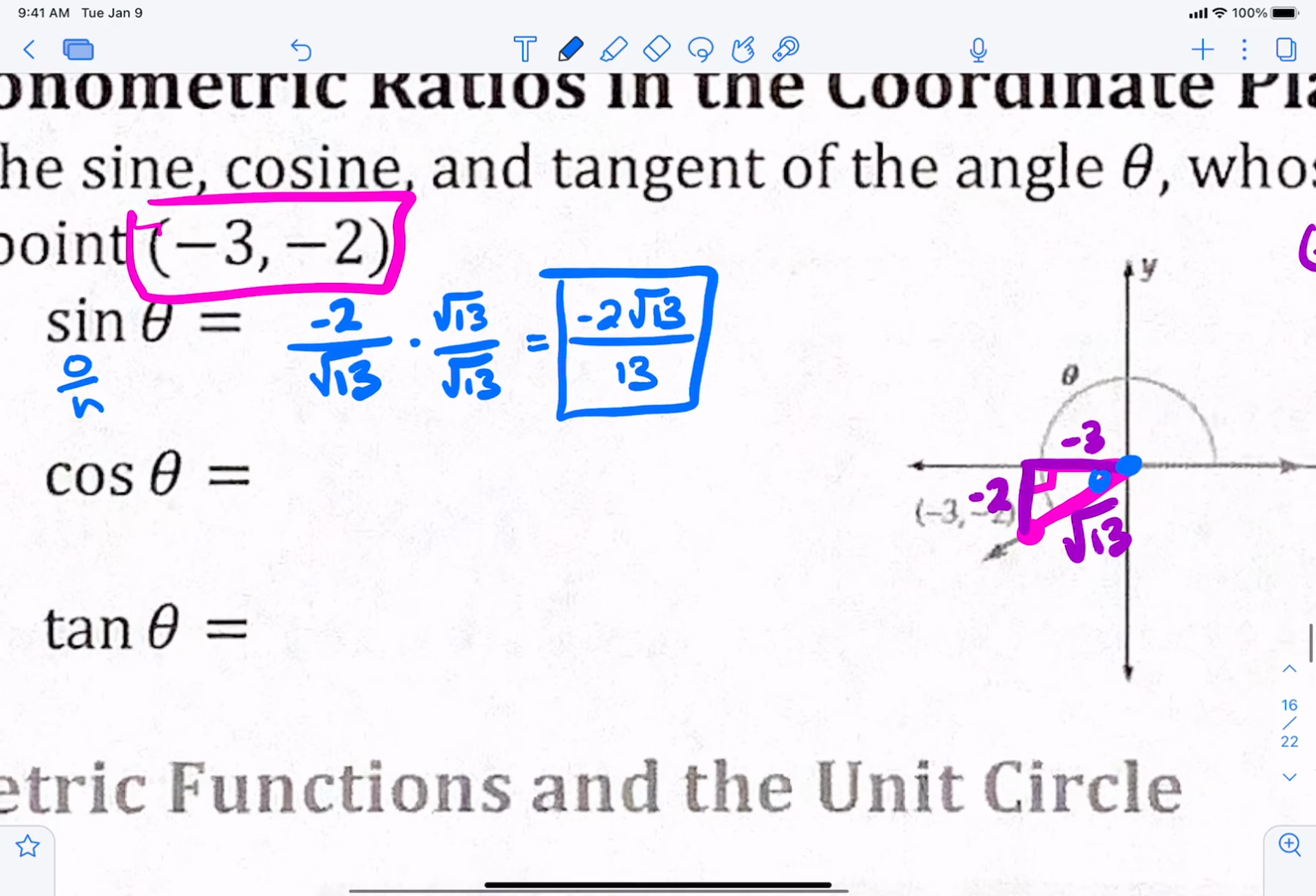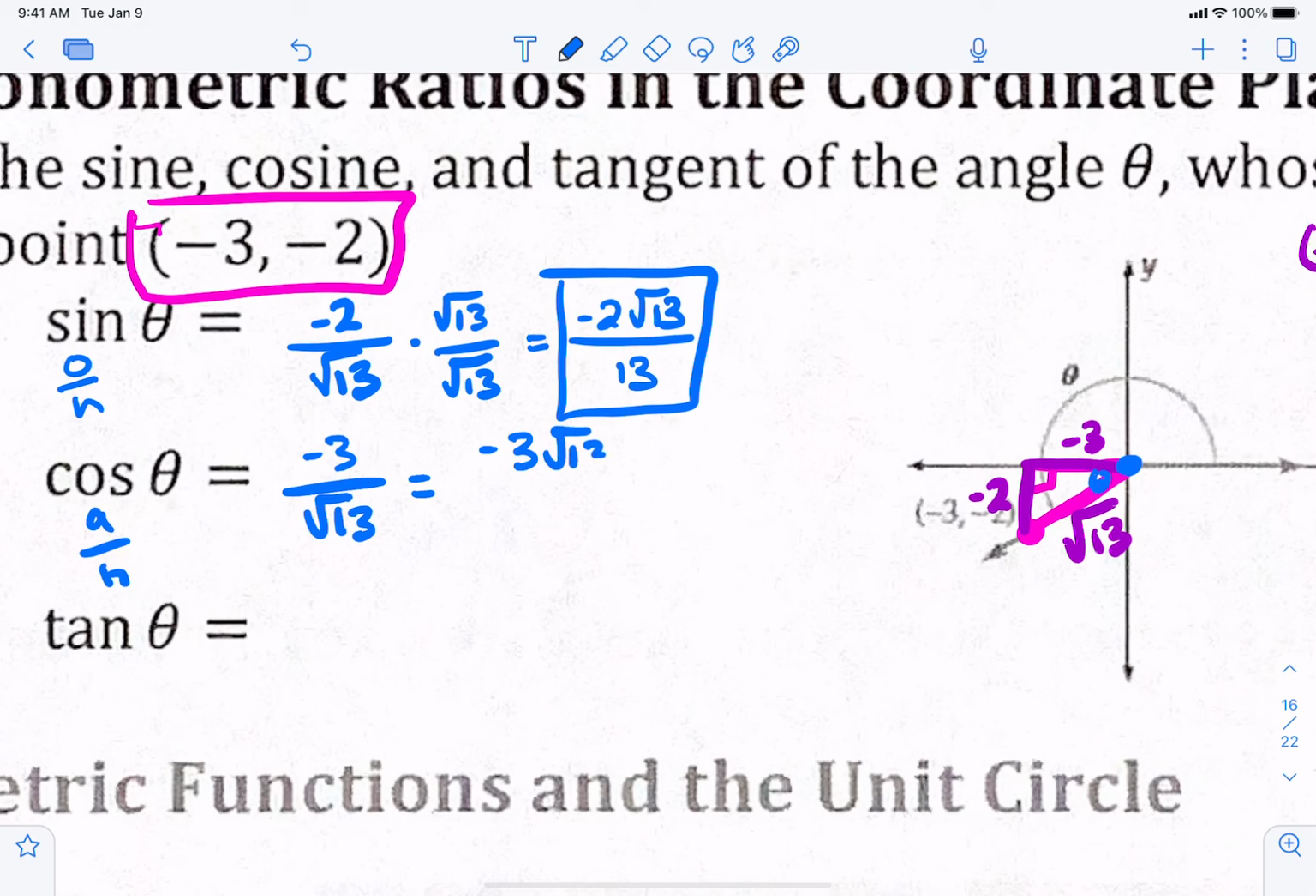Okay, cosine is AH, adjacent over hypotenuse. What's the adjacent side? -3. -3 over the square root of 13. But we rationalize that, and it becomes -3 square roots of 13 over 13. Yeah? Can you do that in your head yet? If you can't, write it out.